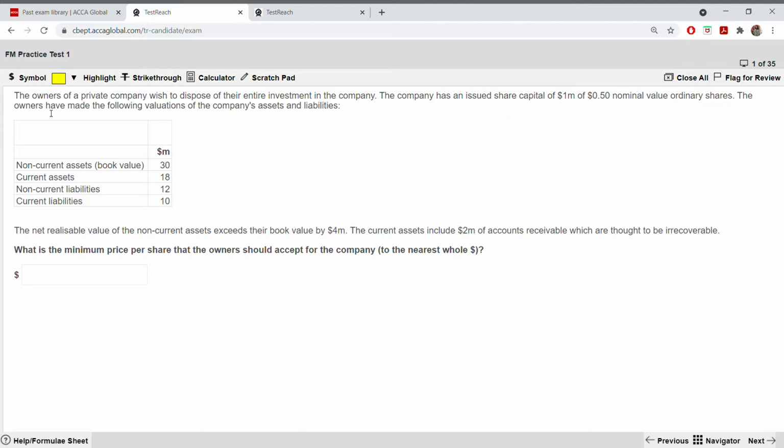Okay, so starting: the owners of a private company wish to dispose of their entire investment in the company. The company has issued a share capital of 1 million ordinary shares of 0.5 nominal value.